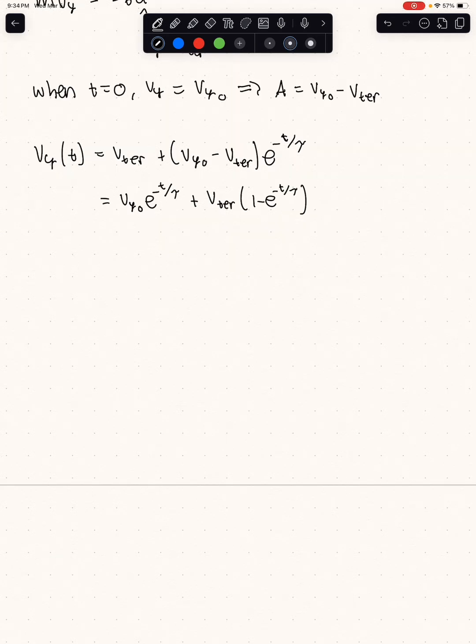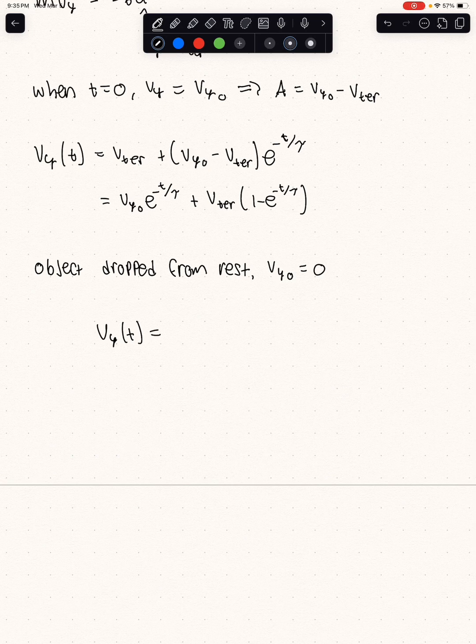So we can examine this equation. If we look at an object dropped from rest, then vy naught is going to be 0. And then we will have vy of t is just going to be, right, this term goes to 0, so that whole term goes away, and then we have v terminal times 1 minus e to the negative t over tau.